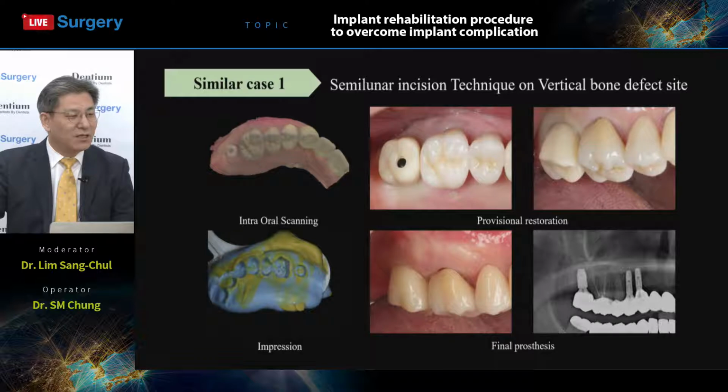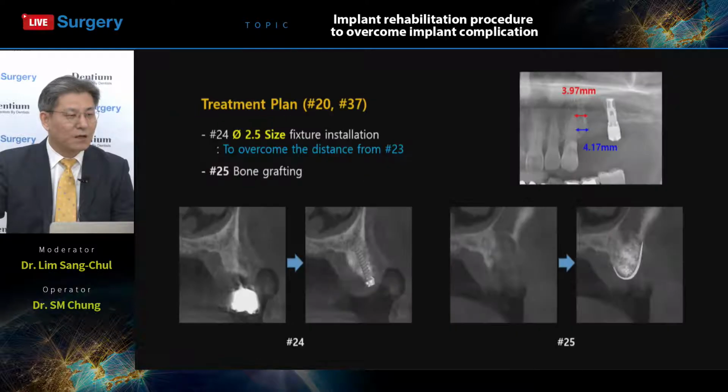So after the healing stage, he connects the scan abutment, and from this intraoral scanning, a customized milled abutment is made and connected with the zirconia superstructure. Looks like here. What about number 20 area? Number 24, 25, 26, 27 area.